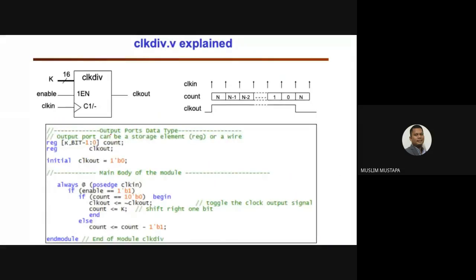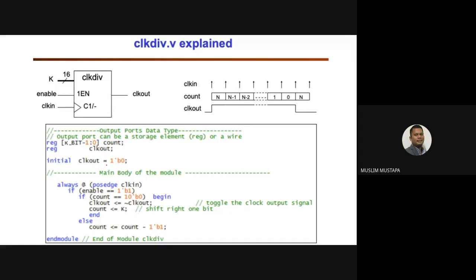Here at the bottom, you initialize the output to 0 first. At the positive edge of the clock, you check if enable is equal to 1. This counter will only operate when enable is equal to 1. If count is equal to 0, then you invert the clock out, the value of the previous clock out. If it's 1, it becomes 0; if it's 0, it becomes 1. And then count is set equal to K.